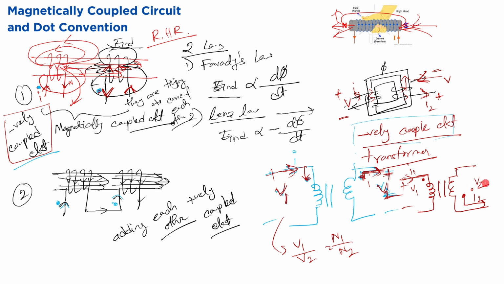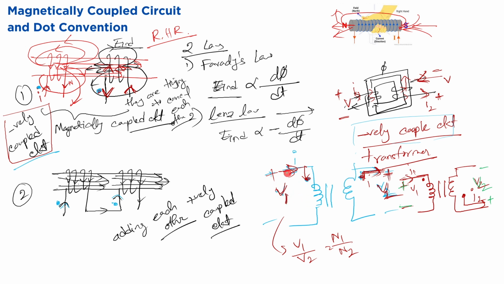So what will be the voltage polarity of V2? See, current is going out, so this will be positive and this will be negative. For V2, the polarity is opposite that of V1. So if the dots are in the opposite polarity, the voltage will be in the opposite polarity. If the dots are on the same side, the voltage polarity will be the same.